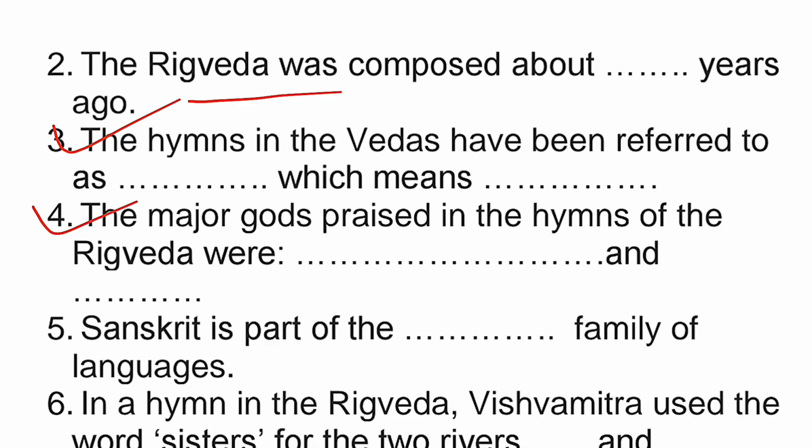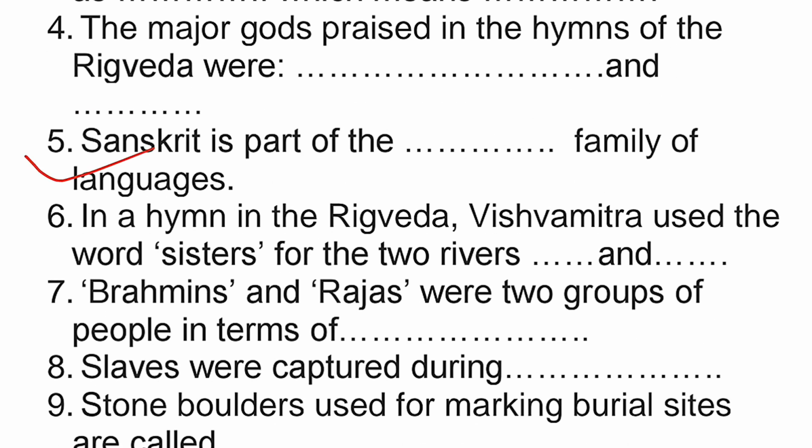Well said. Okay. Next question, 4 is, the major gods who preside in the hymns of the Rigveda are blank and blank. Right answer is Indra and Agni, Soma. Okay. Next question, 5th is, Sanskrit is part of the blank family of languages. Right answer is Indo-European. Okay. Next question, 6 is, in a hymn in the Rigveda, Vishwamitra used the word sister for the 2 rivers, blank and blank. Right answer is Beas and Sutlej.